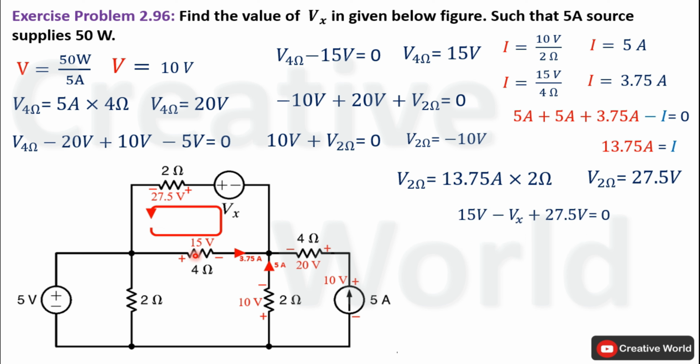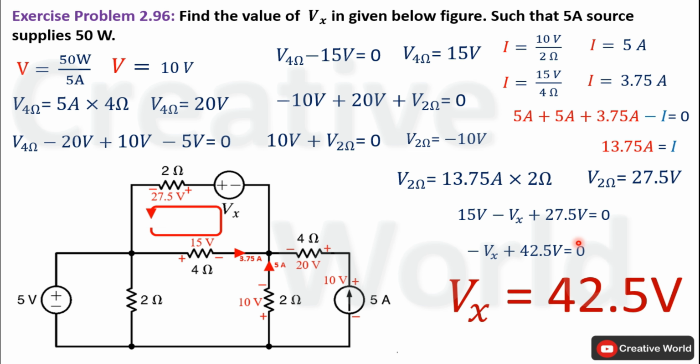Start from here. Current entering terminal is positive, so 15 volt will be taken with positive sign. Next, current entering terminal is negative, so Vx will be taken with negative sign. Next, current entering terminal is positive, so 27.5 volt will be taken with positive sign. Add these constants together, their sum will be equal to 42.5 volt. And place this minus Vx on the other hand side of equal to calculate its value. So the value of Vx inside this network will be equal to 42.5 volt.